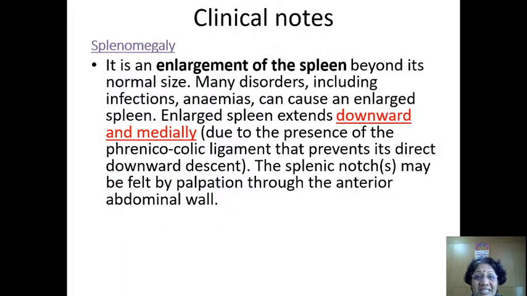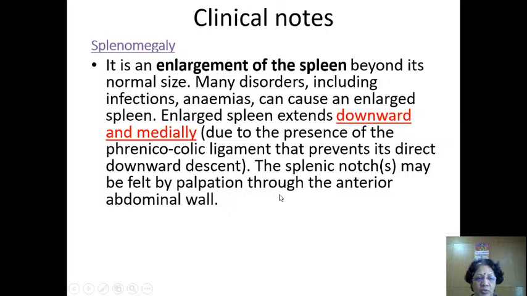Splenomegaly is a very important sign which shows up in your patients. So for some reasons, the spleen may become enlarged and palpable, but it won't even be palpable until it becomes 2 to 3 times its normal size. So there are infections, there are anemias which can cause an enlarged spleen. It will grow downward and medially because the phrenicocolic ligament prevents it from growing directly downward straight into the left lateral and left inguinal regions.